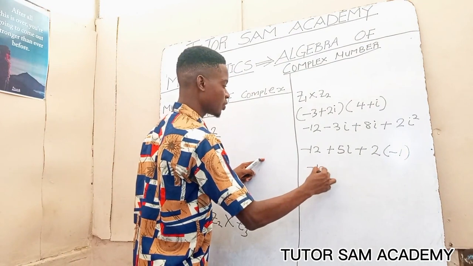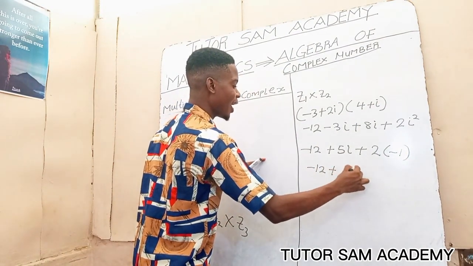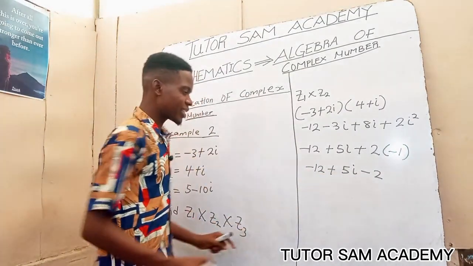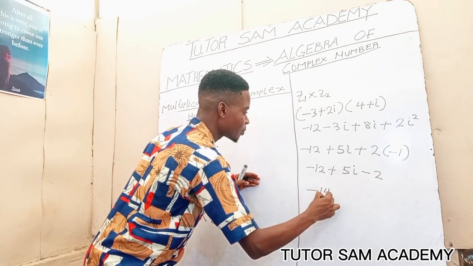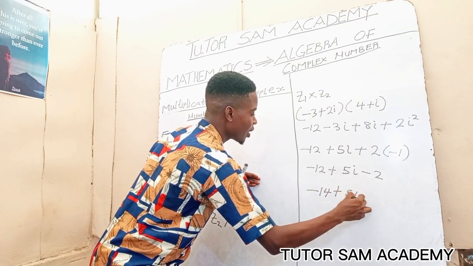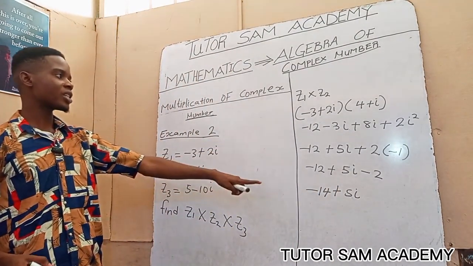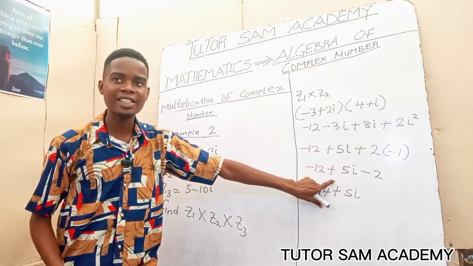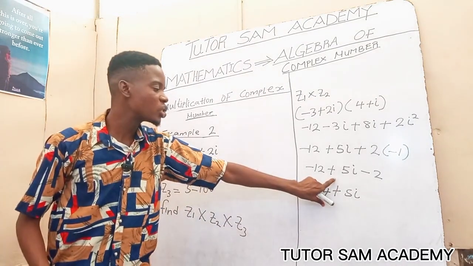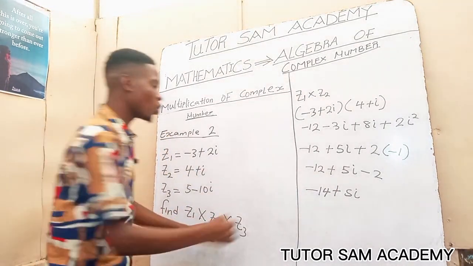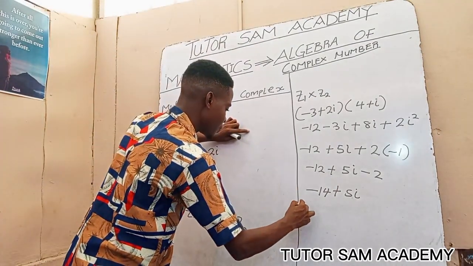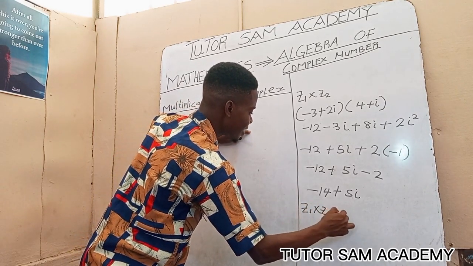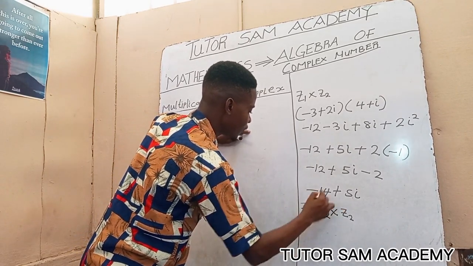So this is minus 12 plus 5i minus 2. Minus 12 minus 2 is equivalent to minus 14 plus 5i. But this is not actually the question. The question is to multiply z1 by z2 by z3. So since I have z1 multiplied by z2, I'm going to use this to multiply by z3 now.